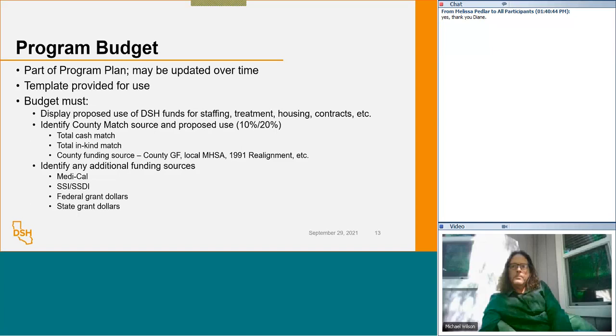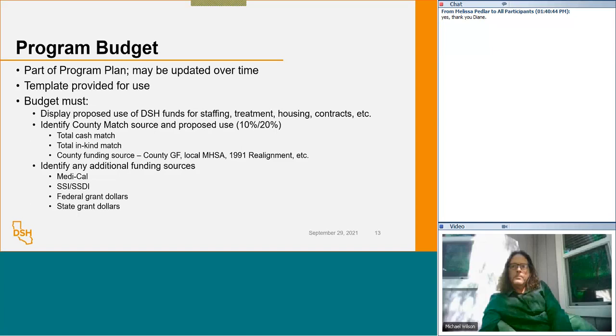So a little bit about the county match. Depending on the size of your county, you will be required to provide either a 10 or a 20% match in funding, and that does have to be local county funds. It can be a cash match or it can be an in-kind match, so we have some flexibility there. Some of the county funding sources that are acceptable for this program would be county general fund, your local MHSA dollars, 1991 realignment, 2011 realignment, et cetera.